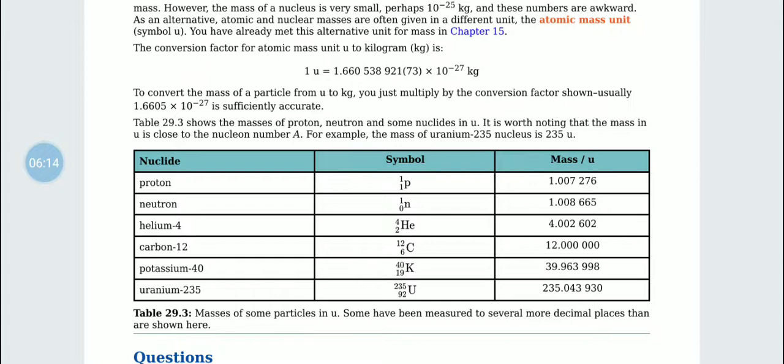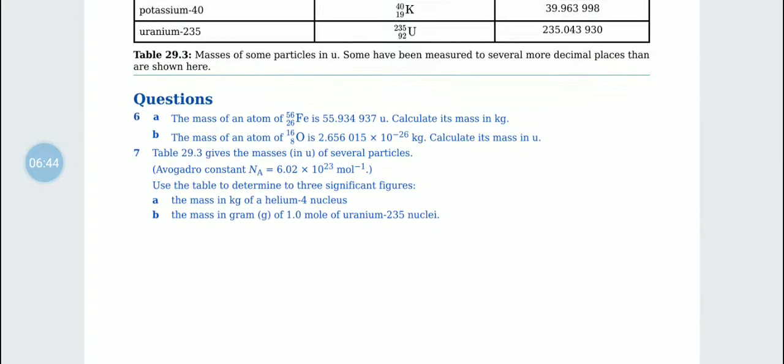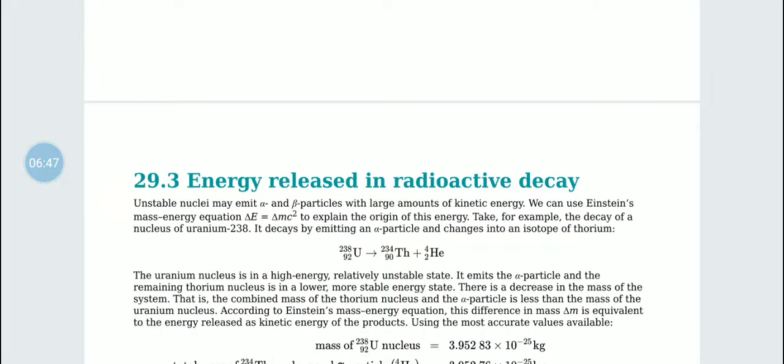You can see in all of these, the nucleon number they have: proton 1, neutron 1, helium 4, carbon 12, potassium 40, uranium 235. If you take a close look at this, you will see the atomic mass unit of each of them is going to be very close to the nucleon number. But in carbon 12, it is precisely 12, because that is actually the basis that we take. I hope you understood this, and this is something that we have discussed earlier as well.